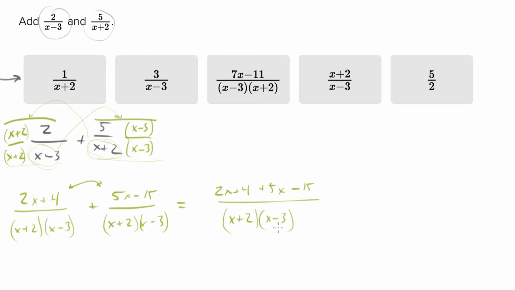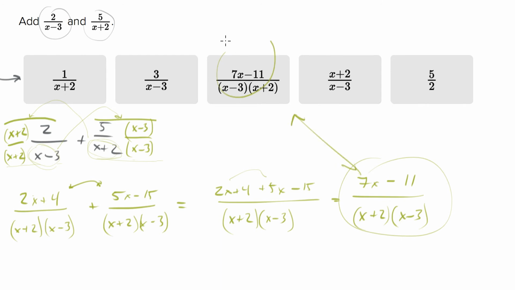Gosh, I hope something cancels out at least. 2x plus 5x is 7x, and 4 minus 15 is negative 11, over x plus 2 times x minus 3. And nothing cancels out, but we do have a match. Notice this is your correct answer.